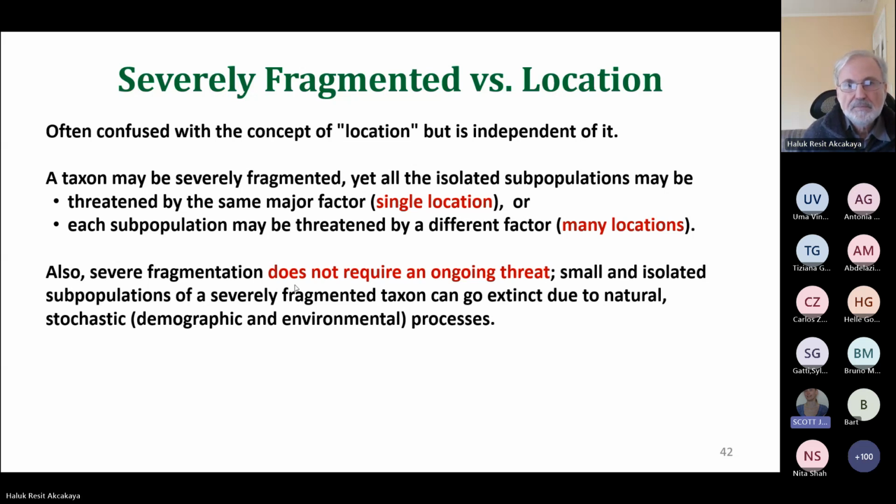There haven't been any other questions asked about severe fragmentation. There has been another question come in on location in the meantime. Would you like to cover that one at the same time? Yeah, sure. Is harvesting of aquatic species considered a single location, i.e. the same threat? This is kind of the same as the one we had before.